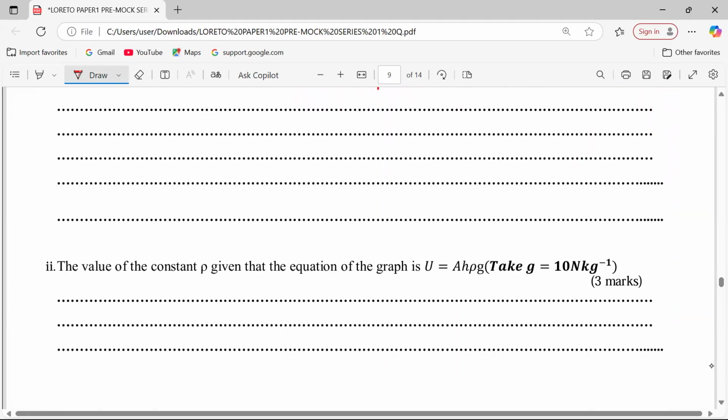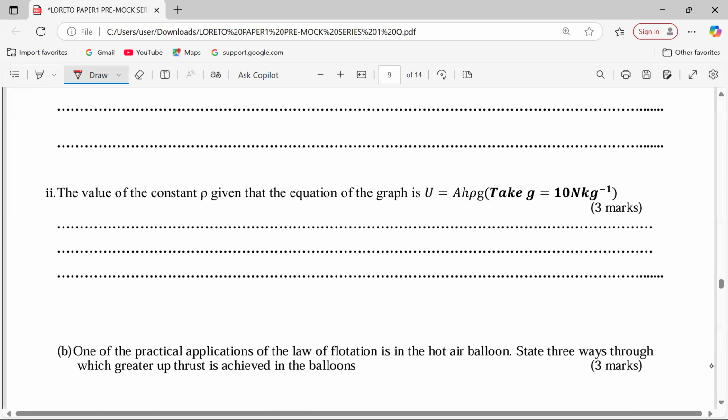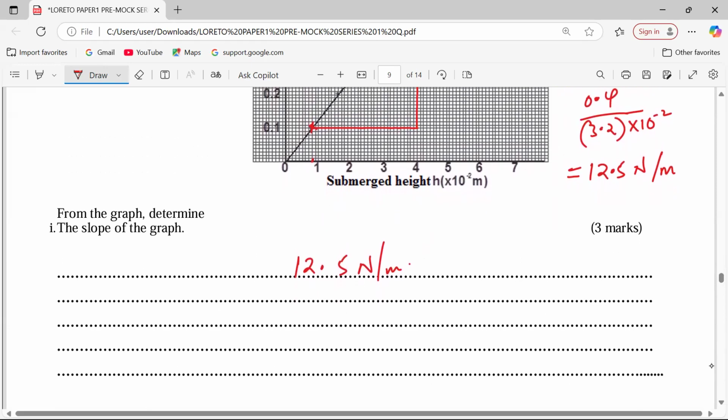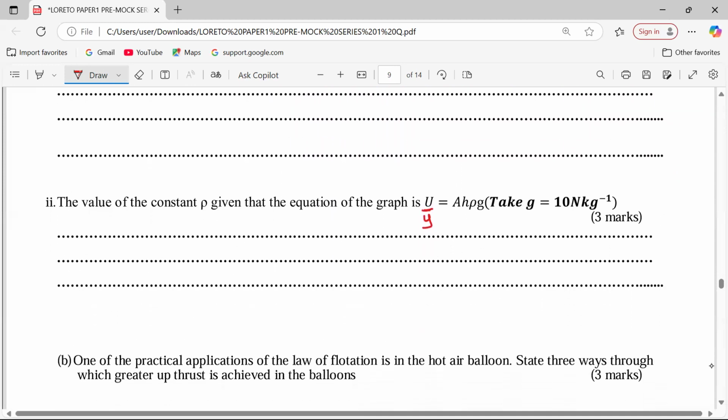The value we're also finding again in part 2. Find the value of the constant rho, that is the density, given that the equation of the graph is u equals to... remember u has been plotted on the y-axis. Then on the horizontal axis, we have height, which is a length. That is what is on the x-axis.